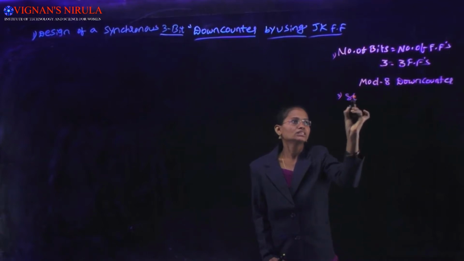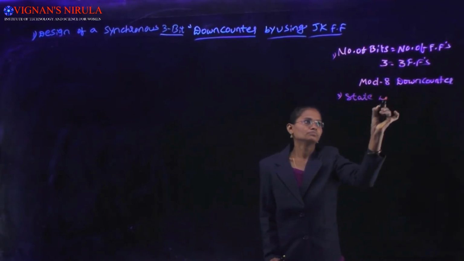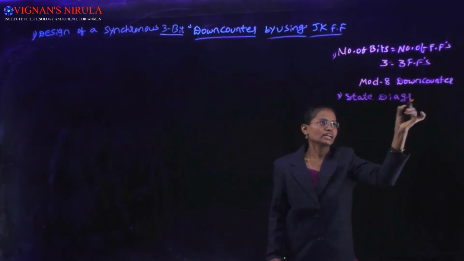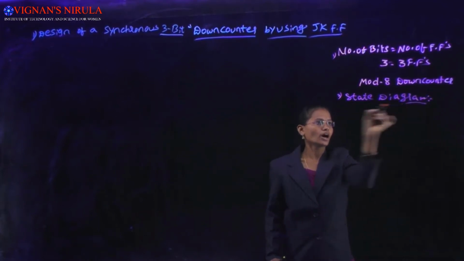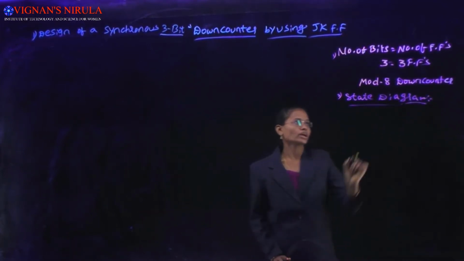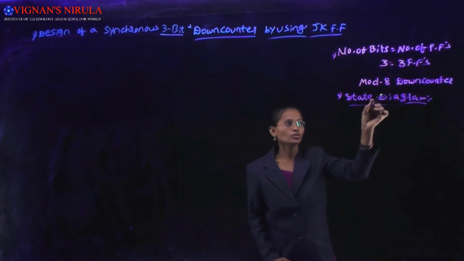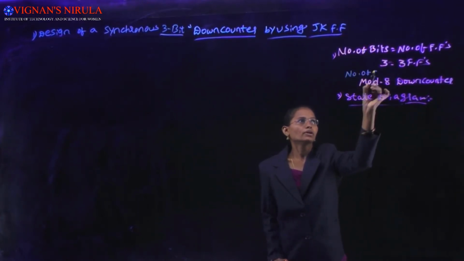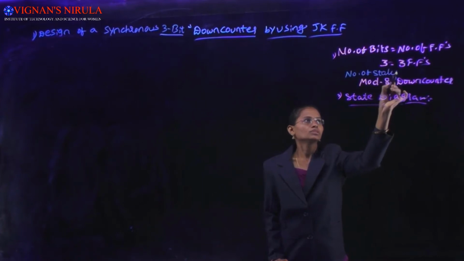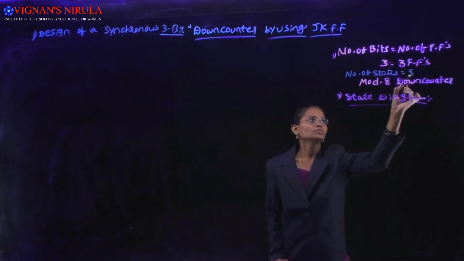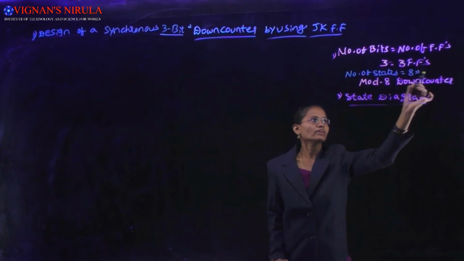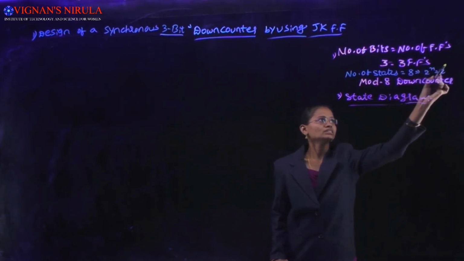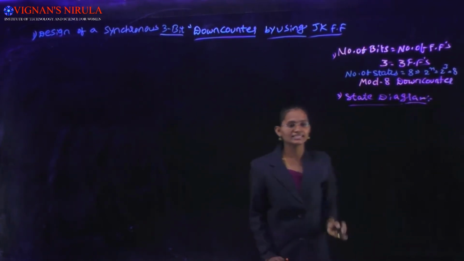This is the first step. Next, see the state diagram. In the state diagram we are using the down counter. Here the number of states equals 8, that is 2 power n. Here n is 3, 2 cube, so 8 states.